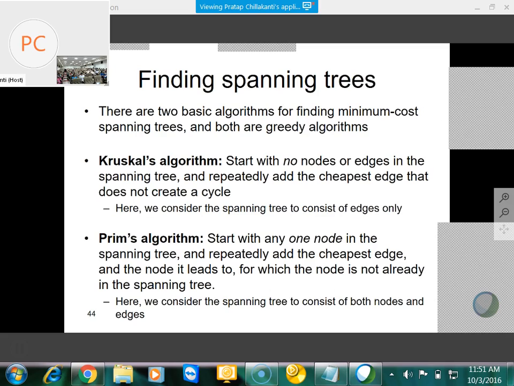Whereas Prim's algorithm consists of both edges and nodes. You start with any one node, it doesn't matter which one. And then from that reference point on, you're repeatedly adding the cheapest edge and the node it leads to, because an edge is connecting nodes, right? The condition being the node should not already be in the spanning tree. If the node is already in the spanning tree, then adding it creates a cycle. Then it's no longer a tree. Very high level here.